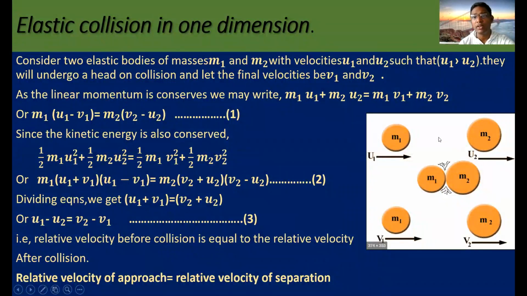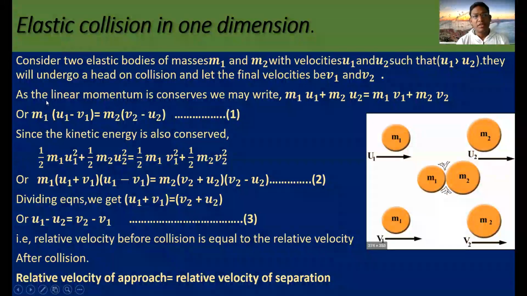Obviously the first body will collide with the second body, because this one is moving with a greater velocity. So this is the collision that took place here. m1 strikes m2. Then the velocities change: u1 becomes v1 and u2 becomes v2. So this is the condition. Now let's understand the physics and the mathematics involved here.